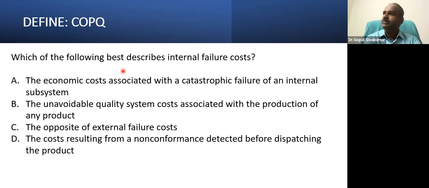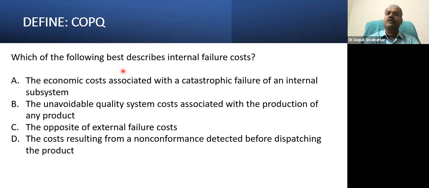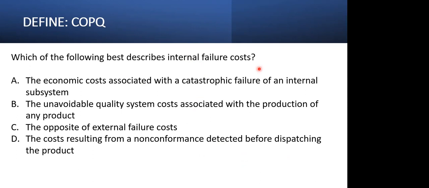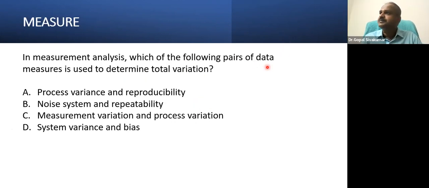Which of the following best describes internal failure cost? What is internal failure? What is external failure? D. The cost resulting from non-conformance. Yes, that is cost of failure. But if it is detected before dispatching the product, then only it is called internal failure. If the failure is detected after dispatching the product, then it is called external failure, right? External failure will be more costly than internal failure.